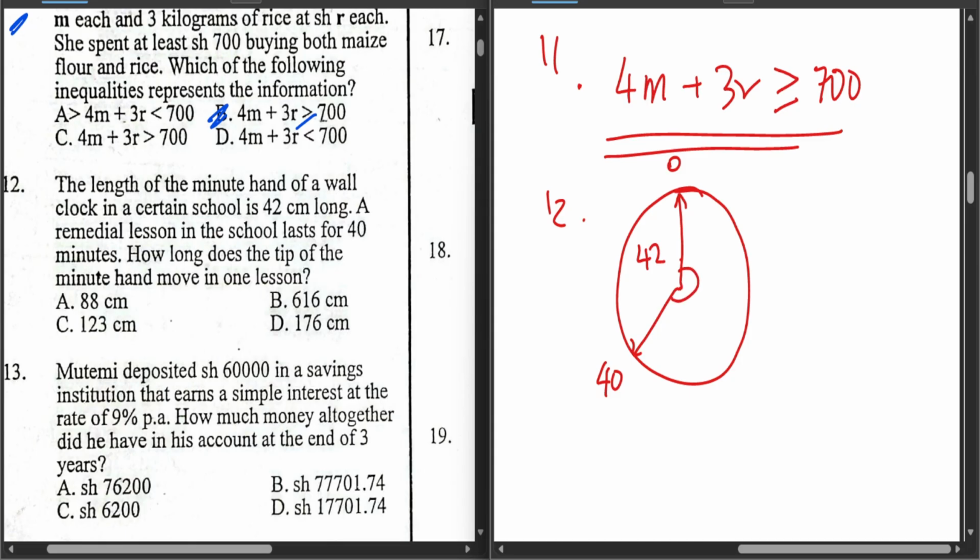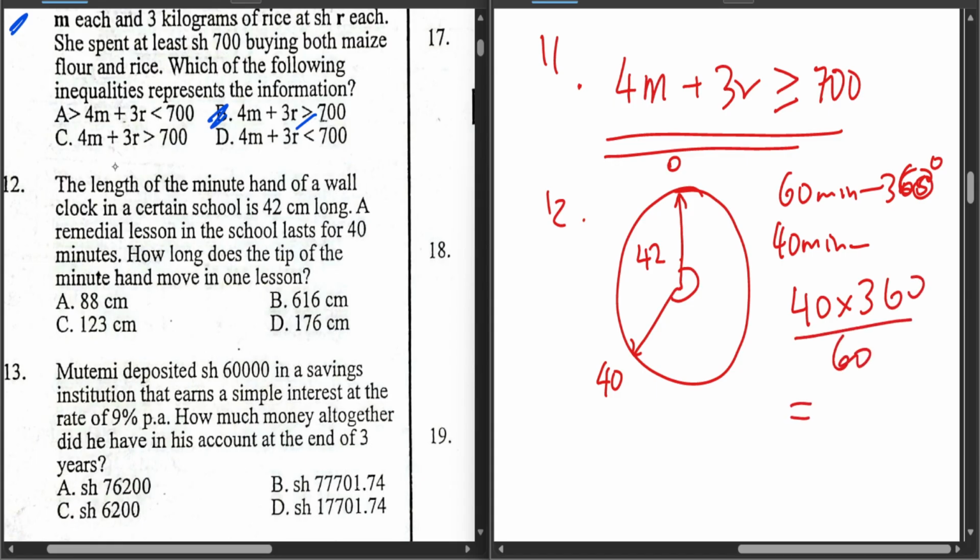Now 60 minutes is equivalent to 360 degrees. So 40 minutes would be equivalent to how many degrees? 360 degrees is equivalent to 60 minutes. So you just take 40 times 360 divided by 60. So 40 times 6 is going to give you 240 degrees. That is the angle.